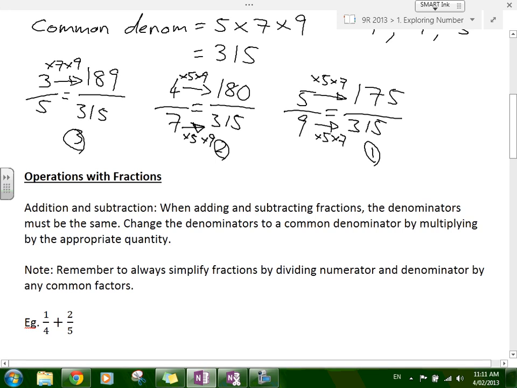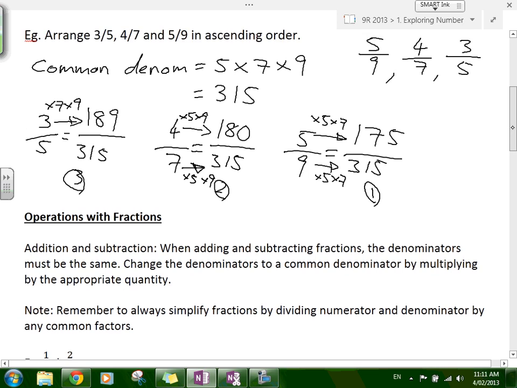Okay, now write the next heading, operations with fractions. Now, operations with fractions, again, this is something that you know, but we're just going to go over it.